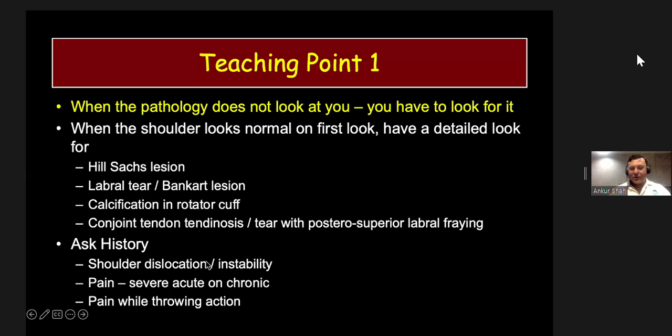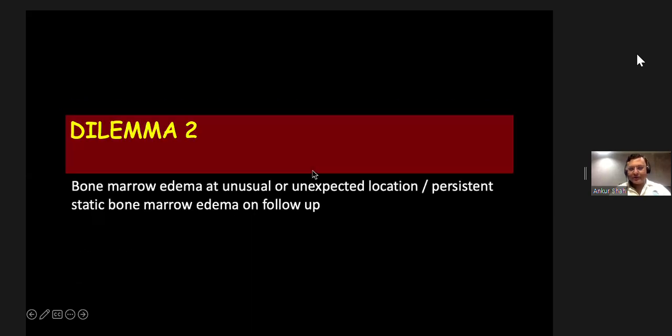Ask for history of shoulder dislocation or any jerk or any instability. Ask for history of pain, which could be severe and acute on chronic in cases of calcific tendinitis, and ask for pain while throwing or a throwing kind of movement, and that will help you in the diagnosis of internal impingement. So these are the things to remember when the shoulder apparently looks normal.